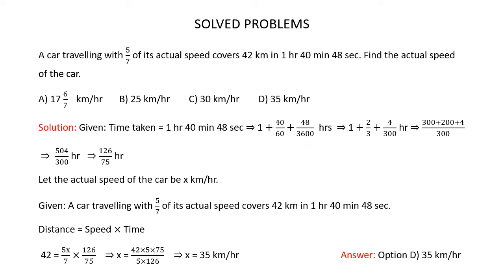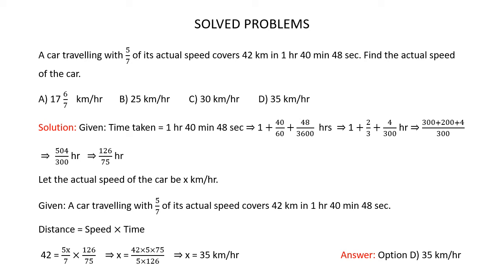Here we are asked to find the actual speed of the car. So let the actual speed of the car be x kilometers per hour. Now it's given a car travels with 5/7 of its actual speed to cover 42 kilometers in 1 hour, 40 minutes and 48 seconds. Now, 5/7 of its actual speed means, as we have assumed that the actual speed is x kilometers per hour, 5/7 of the actual speed is 5x divided by 7 kilometers per hour.